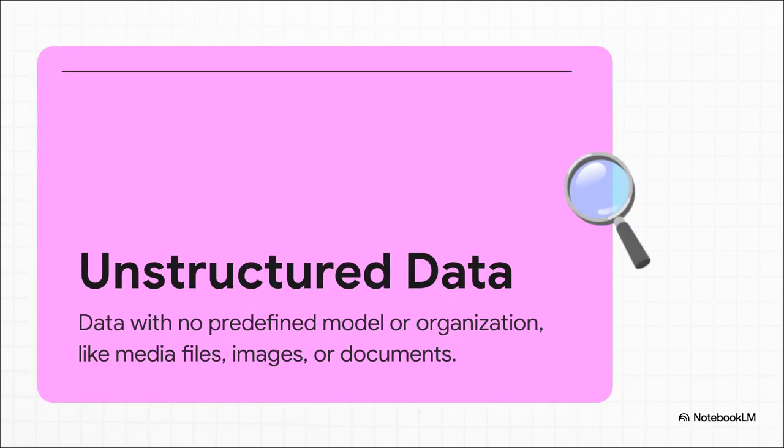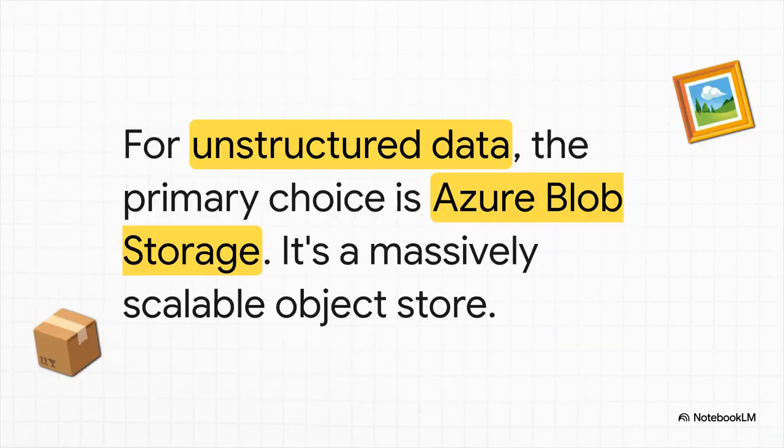First up, we have unstructured data. Just think of any file you'd save on your computer's hard drive. Images, videos, PDFs, documents. They're just blobs of data, right? They don't have a rigid internal format. And for this kind of data, the go-to service, hands down, is Azure Blob Storage. It's a massively scalable object store that's perfect for everything from tiny profile pictures to huge video files. It's simple, it's effective, and it's incredibly cheap.